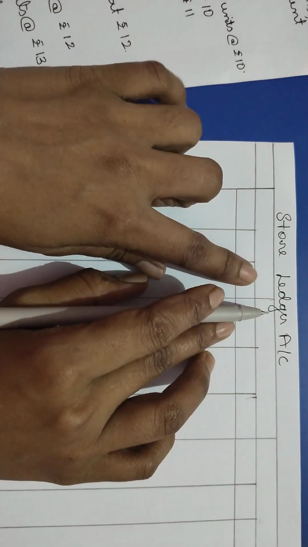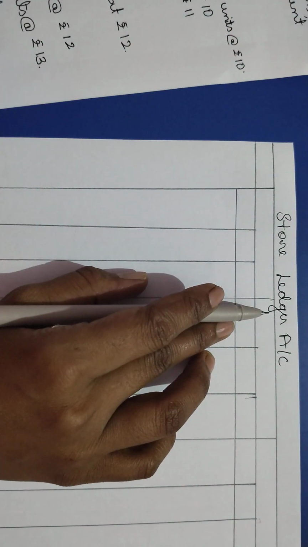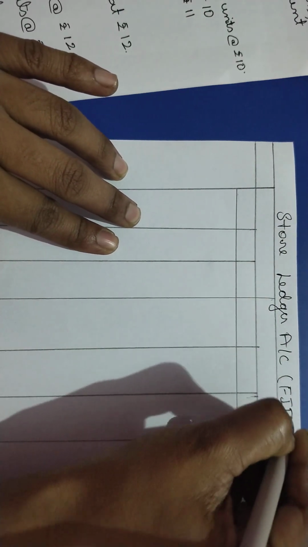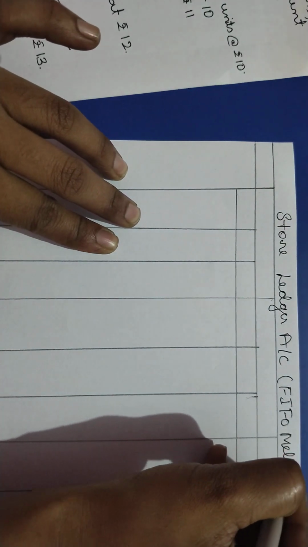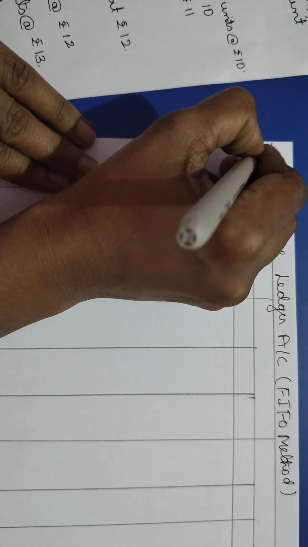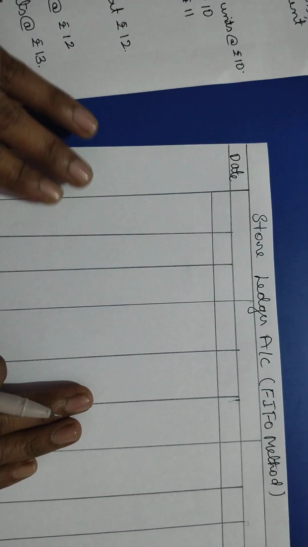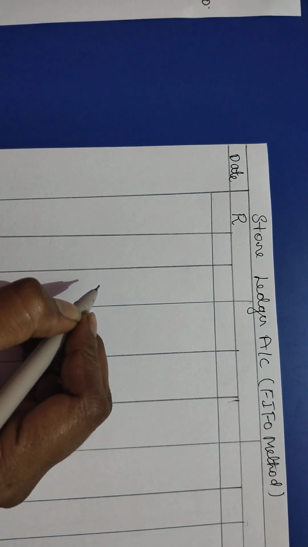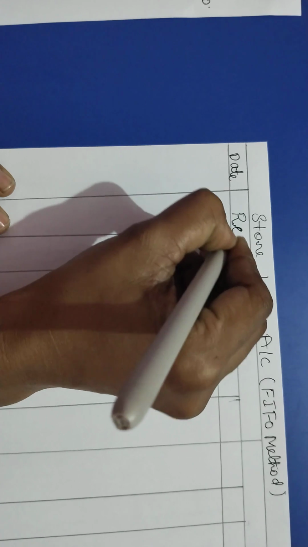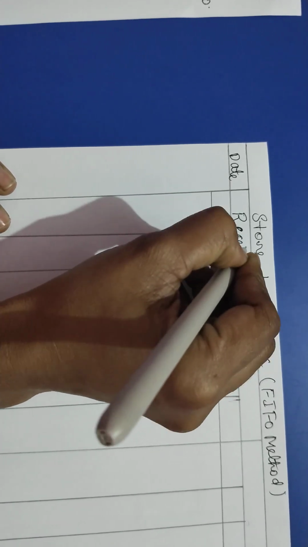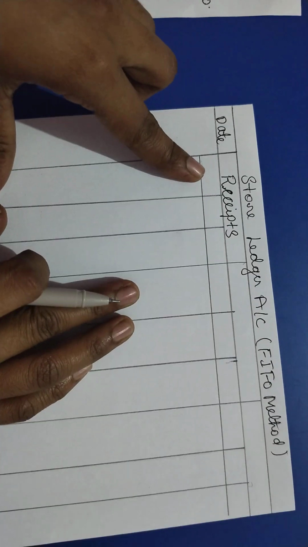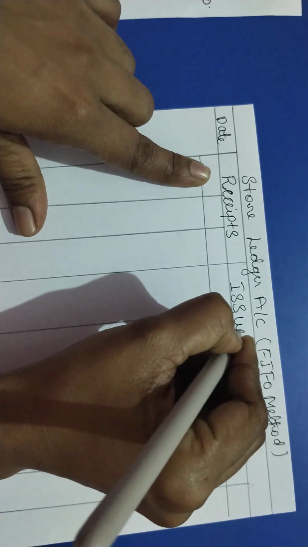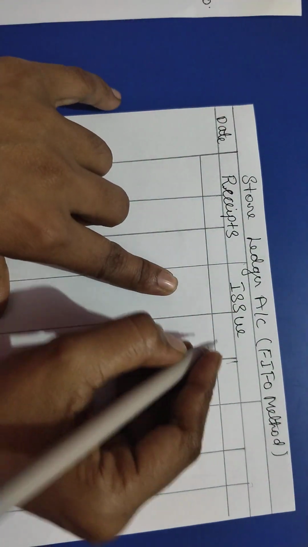Store ledger is an account to keep the record of track of the materials under FIFO method. First column is your date column. See, first you are receiving the material from the suppliers, right? So that's why it is called receipts, whatever you are receiving to your storeroom or a warehouse. From the storeroom, you are issuing to the production department. That's why it is called issue.